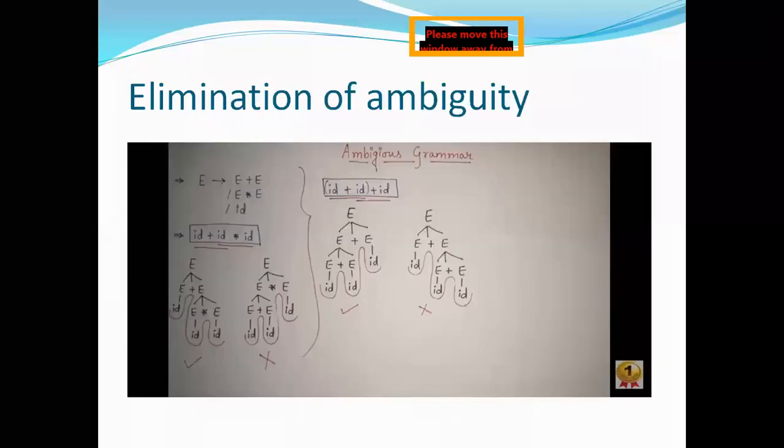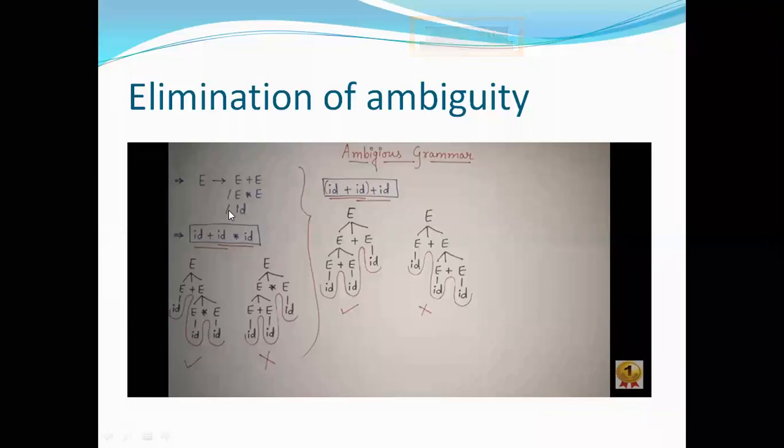In this elimination of ambiguity, for example, let us consider one grammar, which we discussed in the previous class. E produces E plus E, E produces E star E, and E produces id. The given string is id plus id star id, and here is another string, id plus id plus id. Here, how do we construct a derivation tree? In a derivation tree we construct the leftmost derivation or rightmost derivation: two leftmost derivations, two rightmost derivations, or one leftmost and one rightmost. More than one parse tree is the ambiguity.